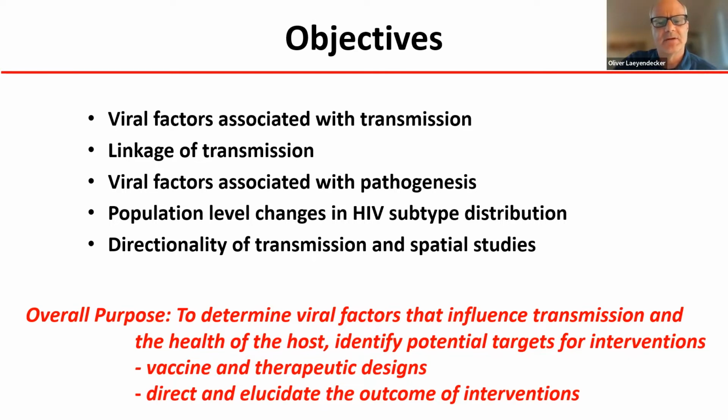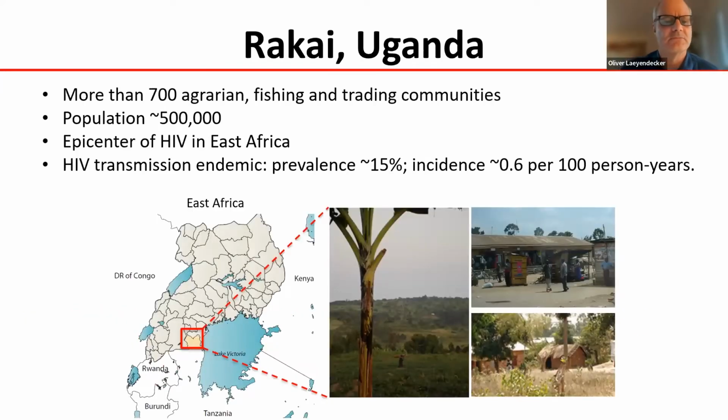So Rakai, Uganda is located in southern Uganda. It borders Lake Victoria and also Tanzania. It was the epicenter of what was first discovered as, or described as, slim disease in East Africa. It is still one of the areas with the highest burden of HIV disease in Uganda. It's got a prevalence of about 15%. And incidence, I guess that's debatable, but probably about 0.5% per year.